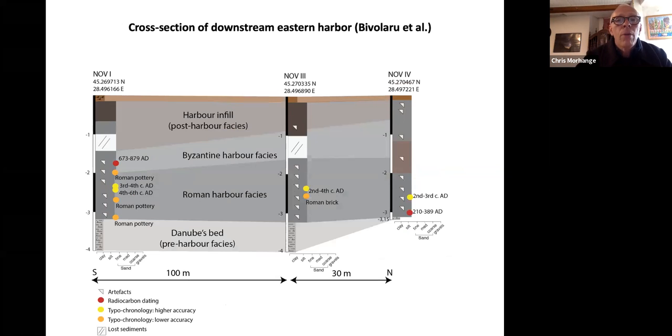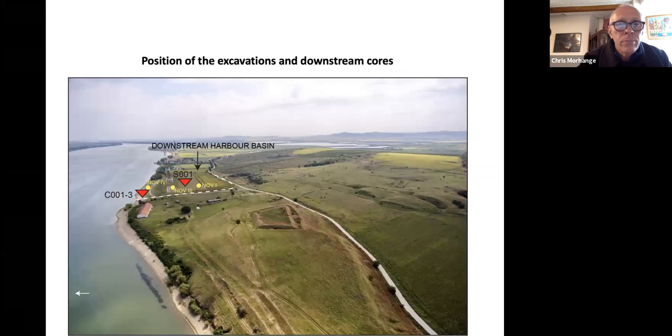The same from the downstream eastern harbor that had been well dated by the ceramics. It was much more problematic with the radiocarbon dating and the import inside the harbor of organic material from upstream. And these are the location, with the red arrow, of the two excavations. I will only show you one image of the excavation of the downstream harbor basin.